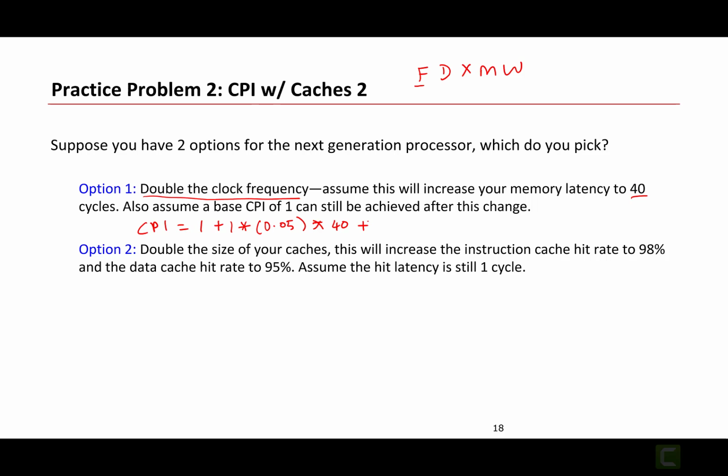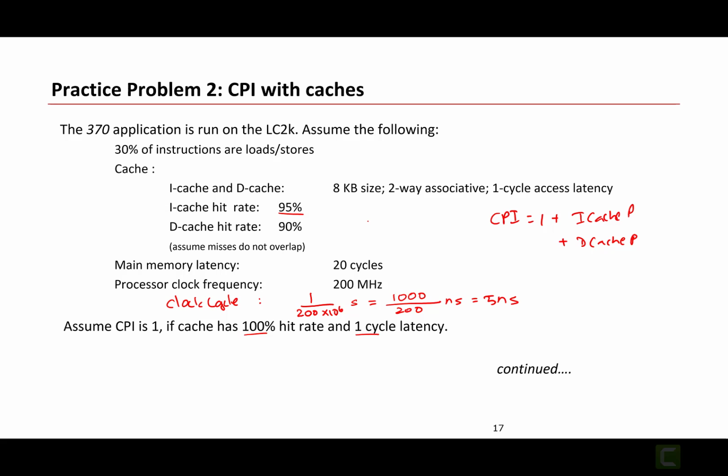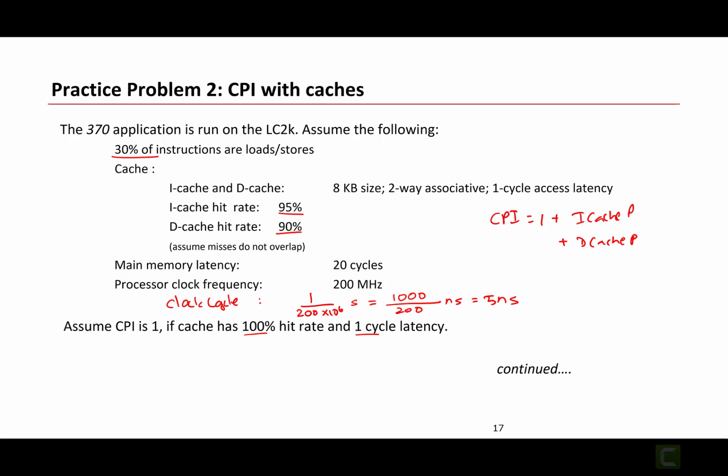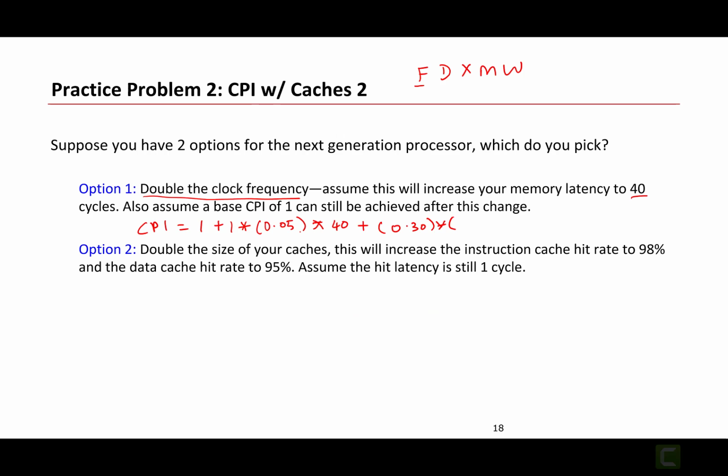And then for the data cache, we are asked to assume that 30% of instructions are loads and stores. Of the 30% of loads and store instructions, how many of them miss the cache? That depends on the data cache miss rate, that is 100 minus 90, that's 10%. So 10% of all the loads and stores miss the cache and go to memory. And if you go to memory, it's going to cost you 40 cycles.